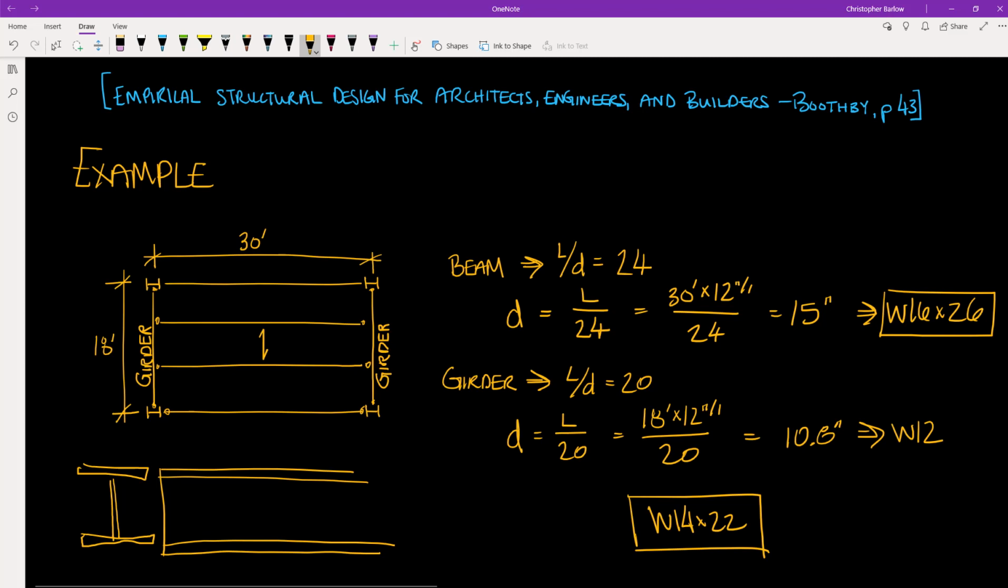An actual structural engineer may choose to size up the girder for vibration control or deflection control or any other variety of criteria. But given this 18 by 30 bay, W16 beams and W14 girders is a decent place to start. And just for fun, before I close out this video, let's consider if the girders were framed in the long direction. And let's see what typical size we would end up with.